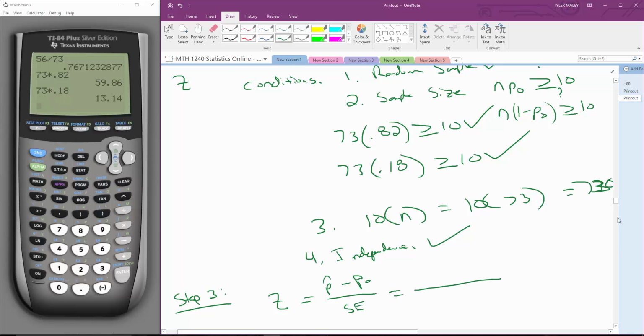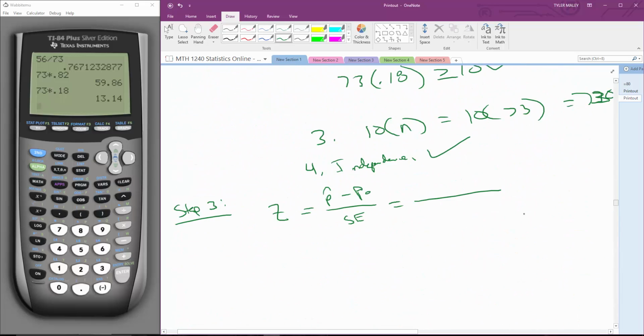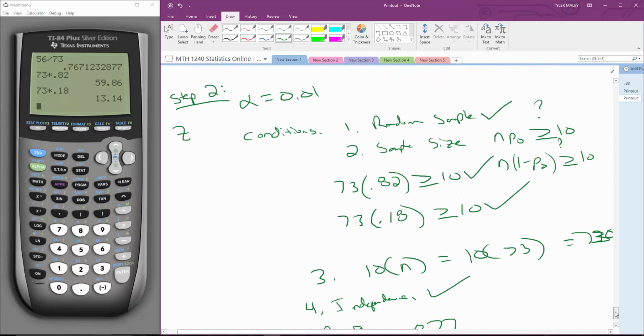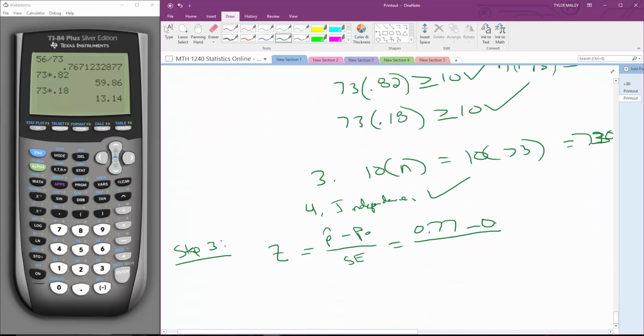So p hat we calculated above to be 0.77, right? So 0.77. P naught, or P sub 0, was 0.82, right? So minus 0.82.